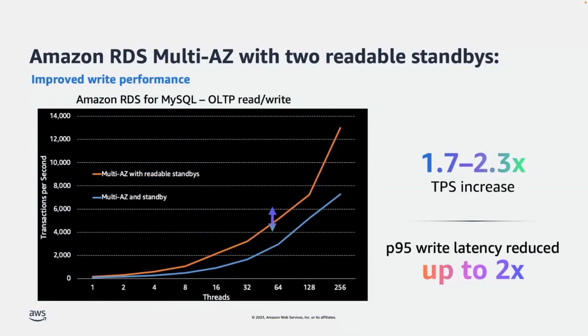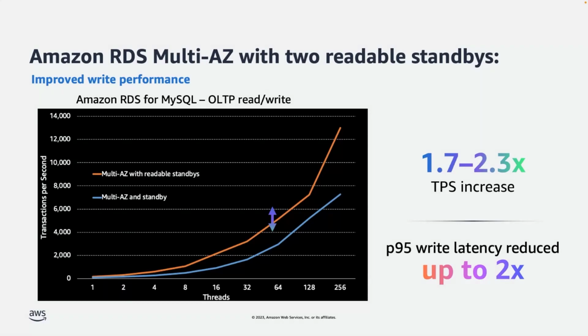Here, it improves the write performance. We just talked about how the writes happen. With our internal testing on MySQL multi-AZ clusters versus multi-AZ DB instances, we have done the performance comparison, multi-AZ with 1 standby versus multi-AZ with 2 readable standbys. As you see on the screen, as we increase the threads during our testing process, the transactions per second really went up. Almost a 2 times increase in the transactions per second.